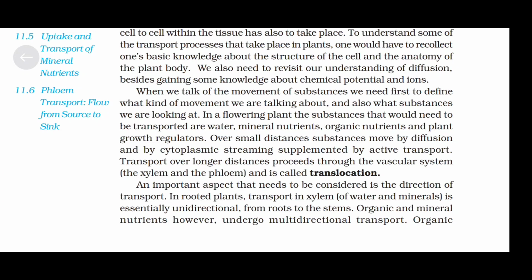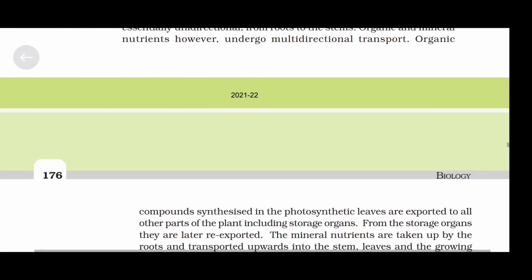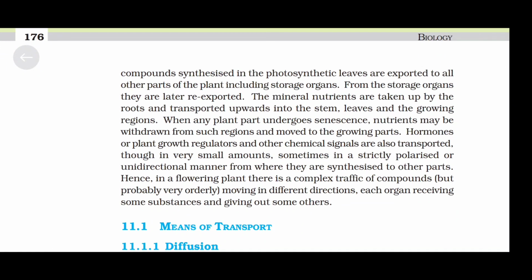An important aspect that needs to be considered is the direction of transport. In rooted plants, transport in xylem, that is of water and minerals, is essentially unidirectional, from roots to the stem. Organic and mineral nutrients, however, undergo multidirectional transport. Organic compounds synthesized in the photosynthetic leaves are exported to all other parts of the plant, including storage organs. From the storage organs, they are later re-exported.